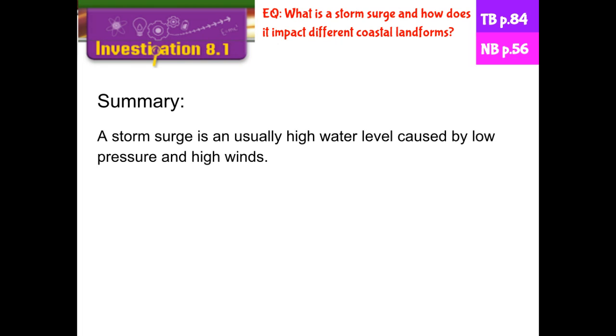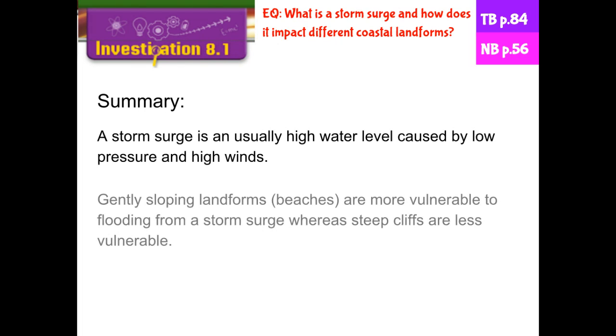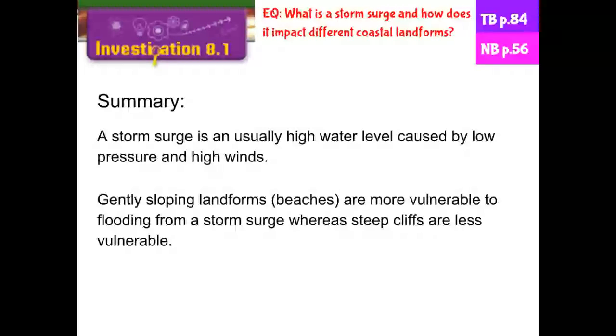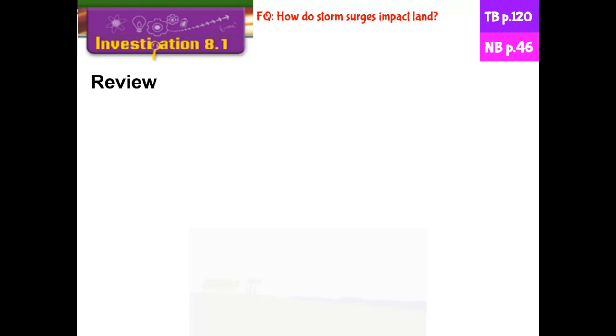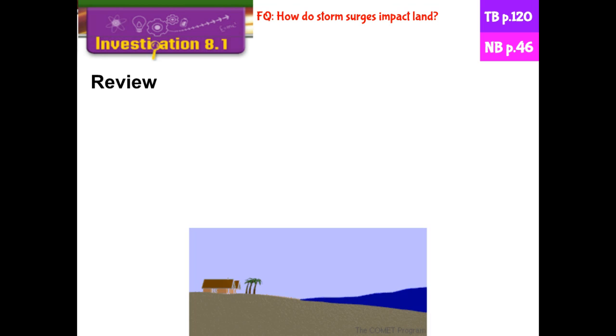So, summary. A storm surge is usually a high water level caused by low pressure and high winds. Gentle sloping landforms are more vulnerable, you'll find this out today, to flooding from a storm surge. Steep cliffs are less vulnerable. Here's a little picture to review.